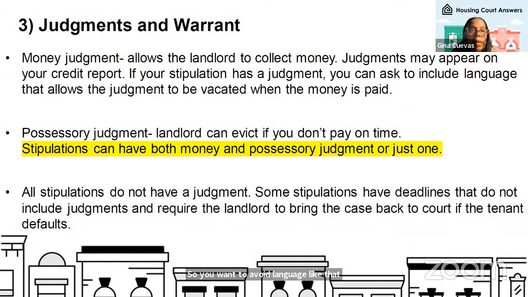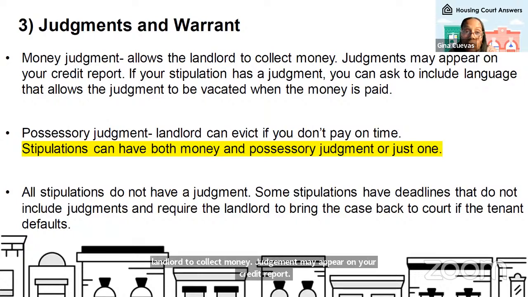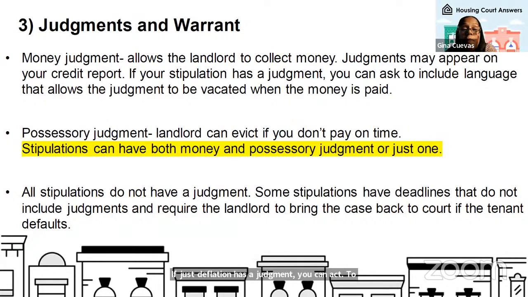Judgments and warrant. A money judgment allows the landlord to collect money. A judgment may appear on your credit report. If your stipulation has a judgment, you could ask to include language that allows the judgment to be vacated when the money is paid. We will cover this in some of the stipulation samples that we have. A judgment and warrant means that if the tenant defaults on the agreement, the landlord or his attorney does not need to go back to the court to get him evicted.